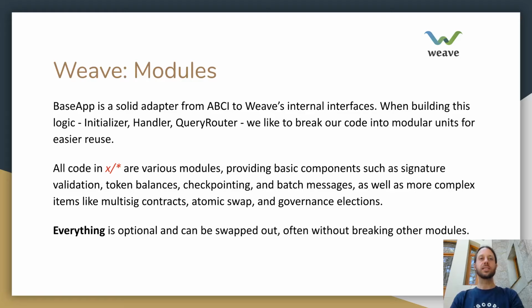So remember, everything is optional. It can be swapped out. Usually it doesn't break other modules. With dependencies on modules, you try to keep interfaces passed to the constructor rather than hard-coding modules. Even the cash module which handles token balances is used by many other modules to move balances around, and that is passed in as an interface. So if you want to change the token module, you can pass in a different implementation of that. That is the whole design. It's completely modular.